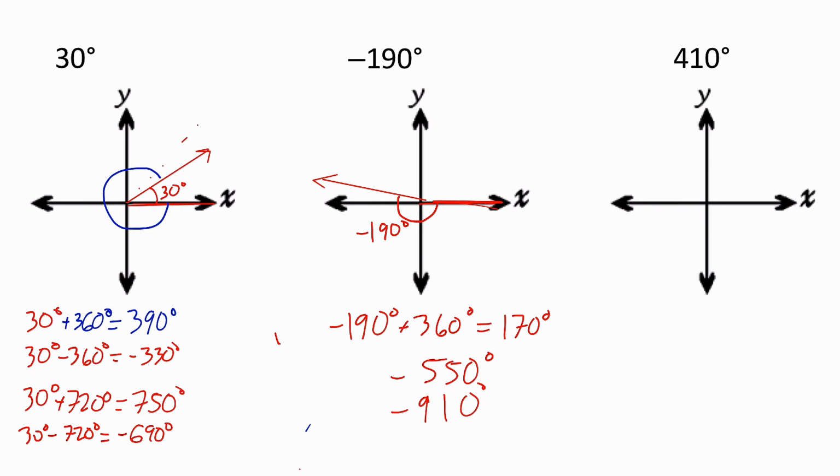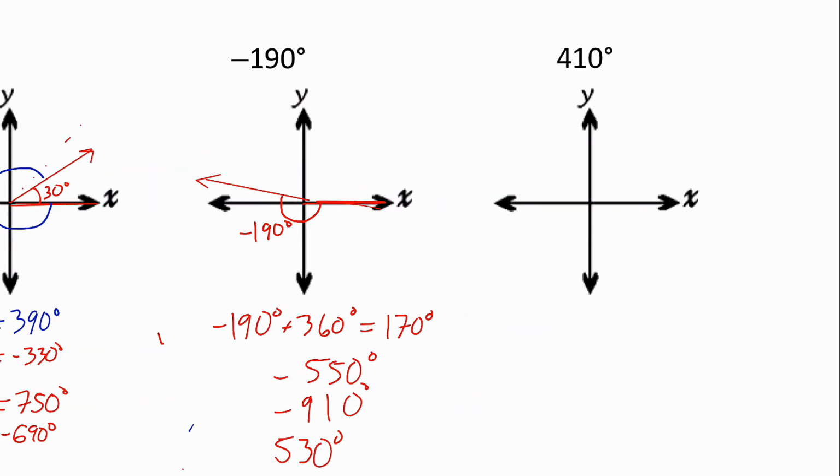I would say the other quote-unquote more reasonable answer would be positive 530. Sometimes I question my mental math. Those are 4 options. I would say those are the 4 quote-unquote best options, because those are just adding 360 or adding 720 or subtracting 360 or subtracting 720. Be reasonable. Don't be annoying, Mr. Fay.